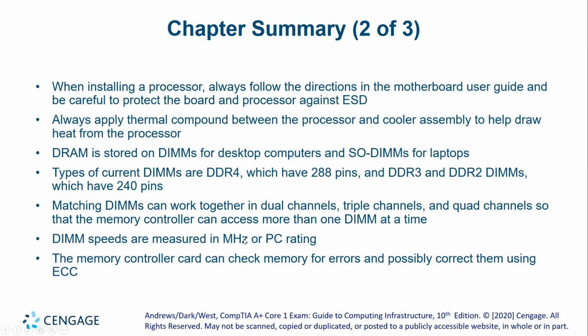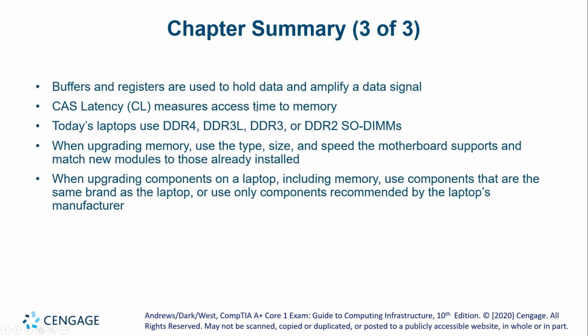DIMM speeds are measured in megahertz or PC rating. So it'll give you the megahertz. You multiply that by 8, which is the 8-byte or 64-bit bus width, to get the PC rating. And then the memory controller can check memory for errors. ECC is error correction, and so if you have errors as the data is going by, ECC RAM will check it and can help fix some of those errors. And then finally, buffers and registers. If you're using buffered and registered RAM, it's not interchangeable with non-buffered, non-registered.